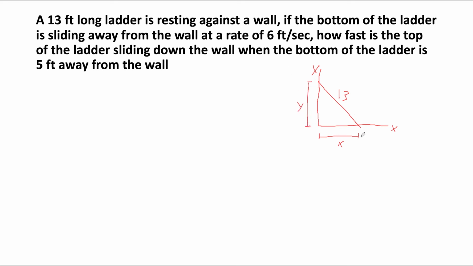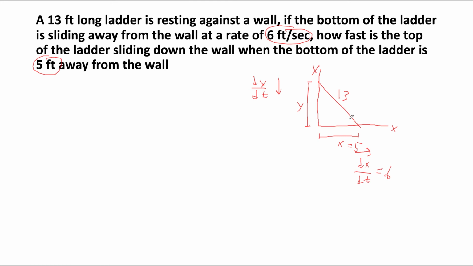y. And the rate at which x is changing, or how fast the ladder is sliding away from the wall, is of course dx/dt, and the rate at which y is changing, or how fast the ladder is sliding down the wall, is of course dy/dt. And we know x is 5 from the question, and that dx/dt is 6 feet per second. So we know this, and we know this.